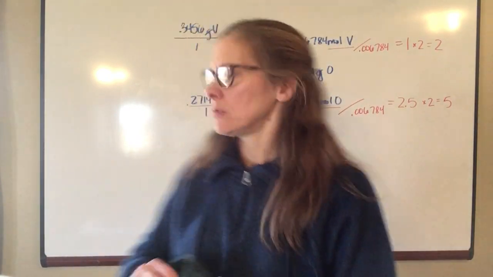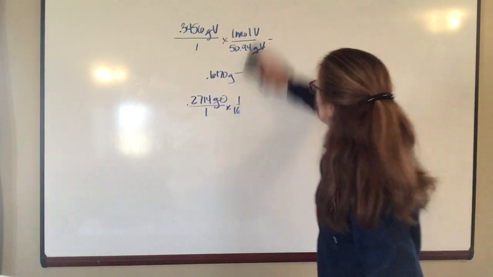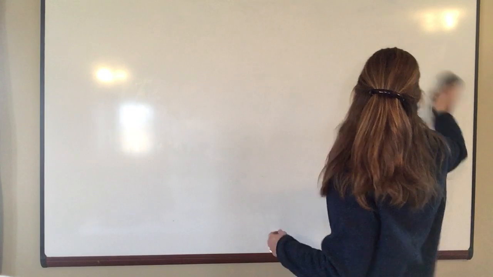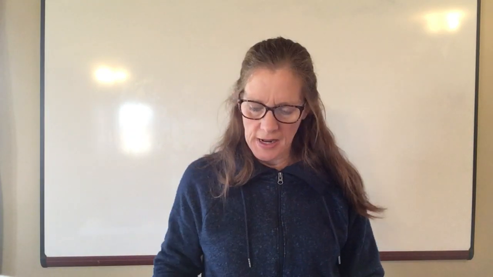Okay, so let me get rid of this, and then we're going to work the other problem, which I alluded to a little bit the other day. And that's if you have combustion analysis of a compound and it's not just carbon and hydrogen, and you end up with something else in addition to that as well. So how am I going to work that kind of a problem?